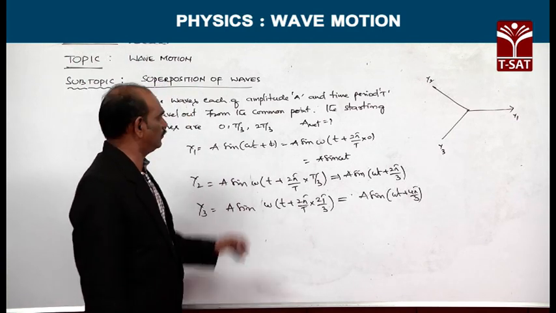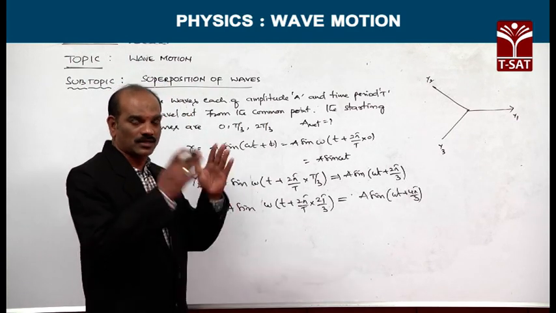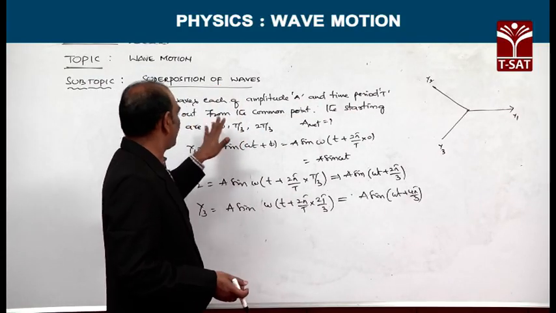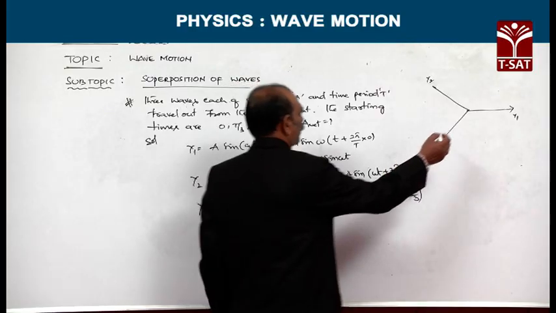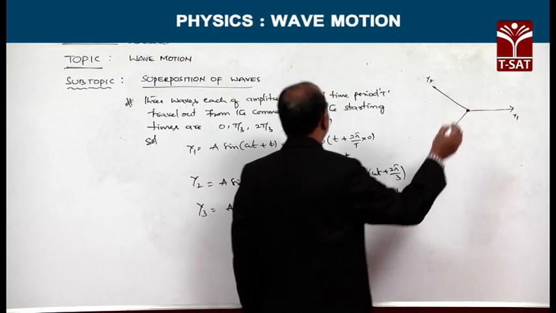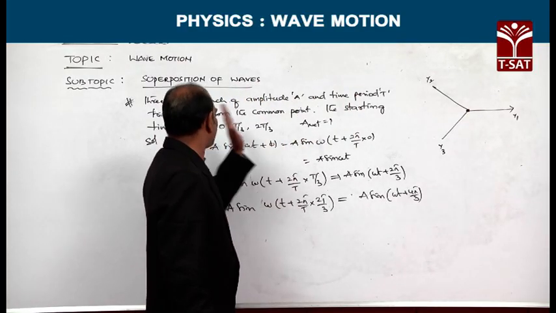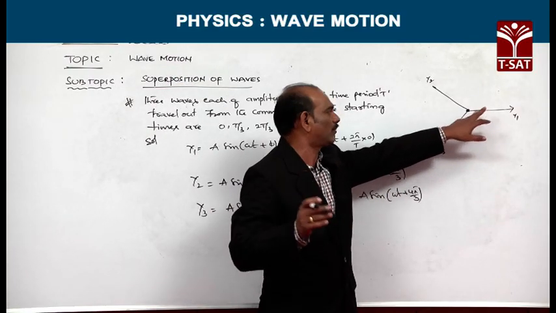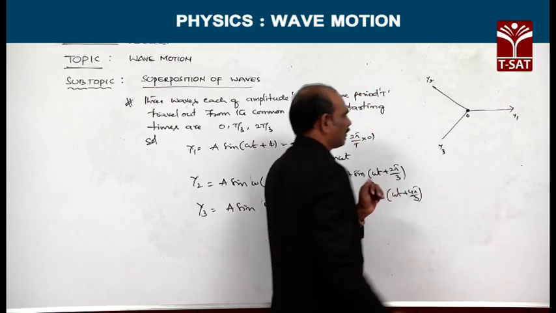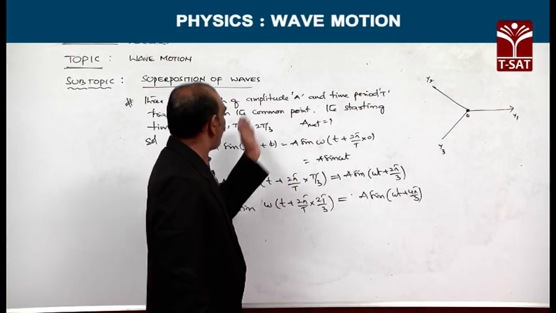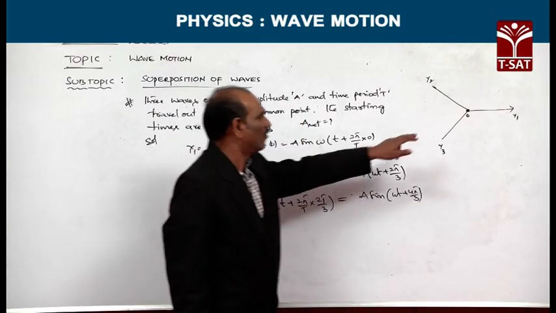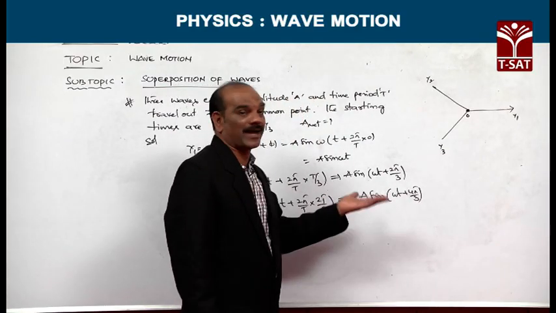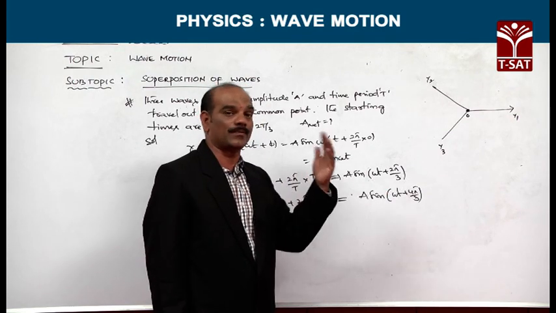3 waves each of amplitude A. All the 3 waves have the same amplitude. They have time period T. They are traveling out from a common point. So this is the point, from this point all these 3 waves are traveling out. Initially the first wave travels out from the point O at 0 time. After T by 3 seconds, one more wave is coming out of the same point. After 2T by 3, one more wave is coming out of the same point O.